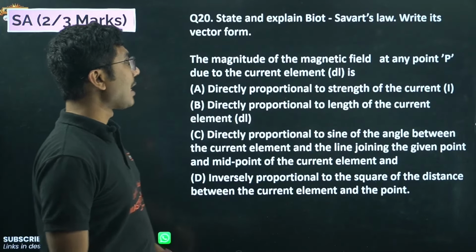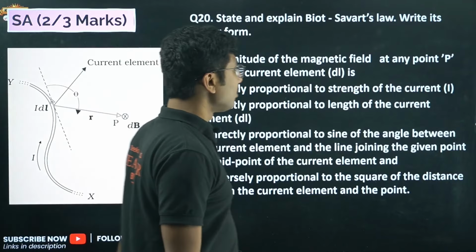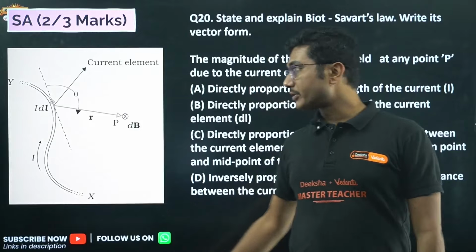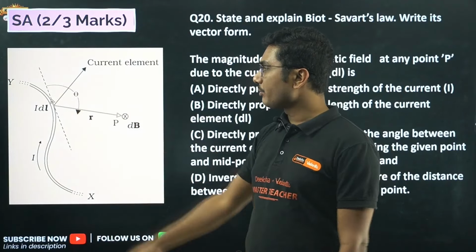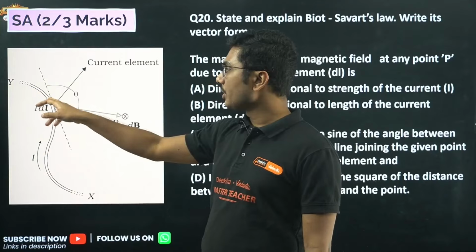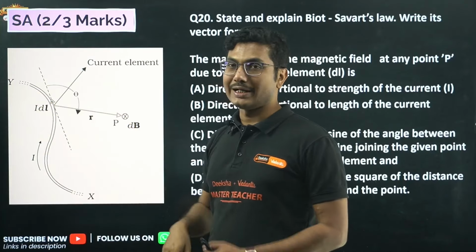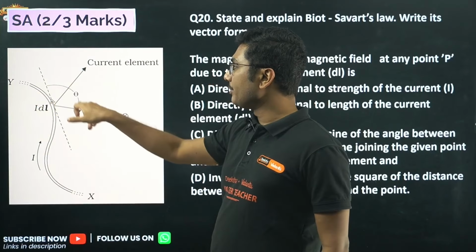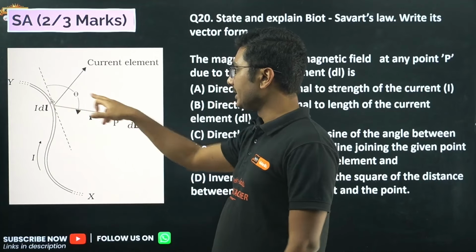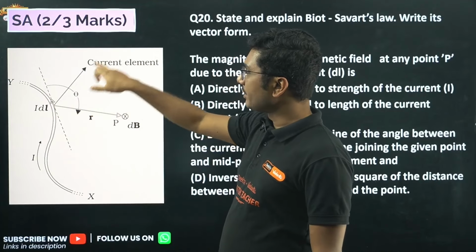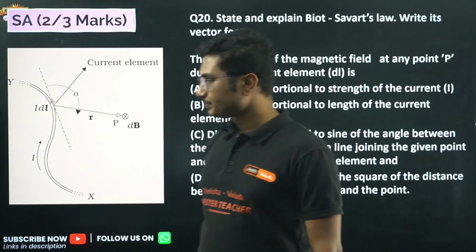State and explain Biot-Savart's law, write its vector form. Whenever you are writing Biot-Savart law, the diagram is essential. You have to draw this kind of diagram where a current carrying wire is shown. You are finding the magnetic field dB at some distance. The angle between the direction of the current and this vector is theta, and this dl is the current element.